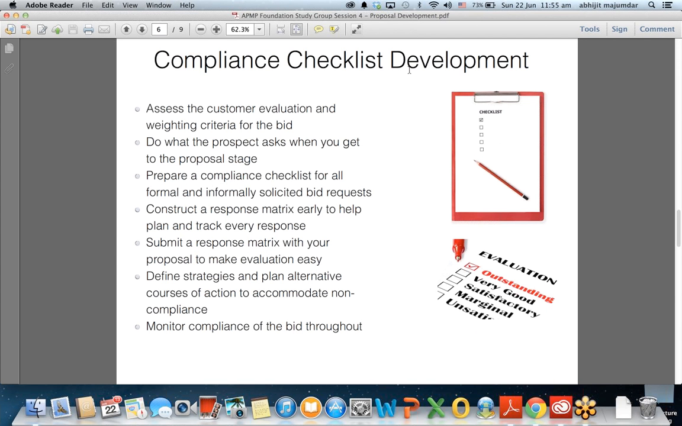Let's get into the next slide, which is basically the compliance checklist development. Just give me a moment.